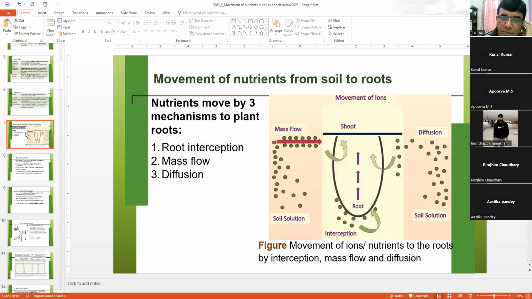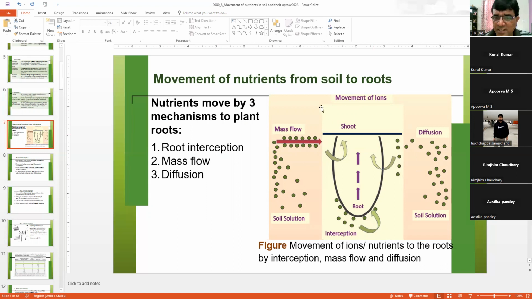Now, movement of nutrients from soil to roots. How will nutrients reach the plant roots, how will they come close to the plant roots for their uptake? So nutrients move by three different mechanisms in the soil. One is root interception, where roots are reaching to the nutrients. Mass flow, where nutrients are moving in mass along with water. Then diffusion, movement of nutrients from higher concentration to lower concentration.